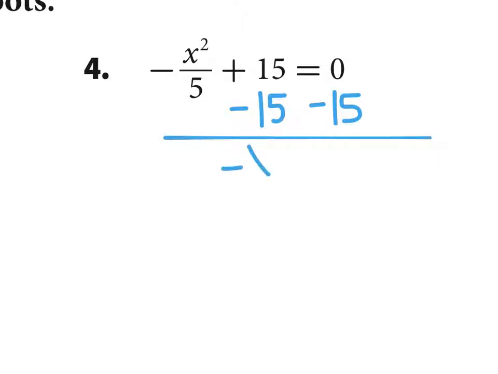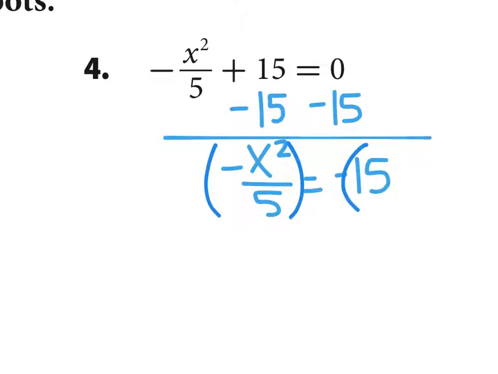So I have negative x squared divided by 5 equals negative 15. How do you get rid of that 5 that's in the denominator? You multiply both sides by 5. So then I have negative x squared equals negative 75.